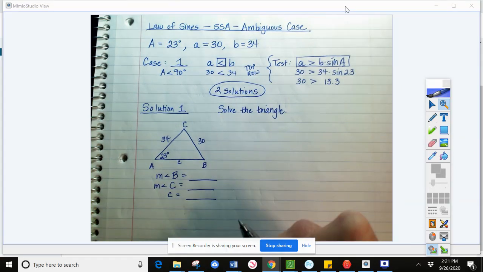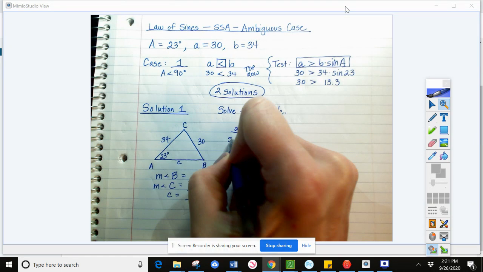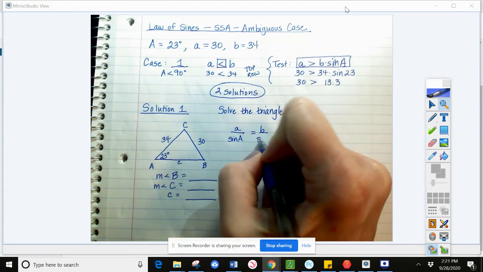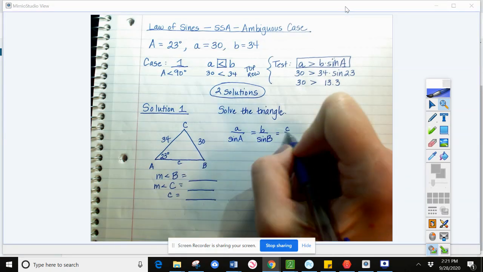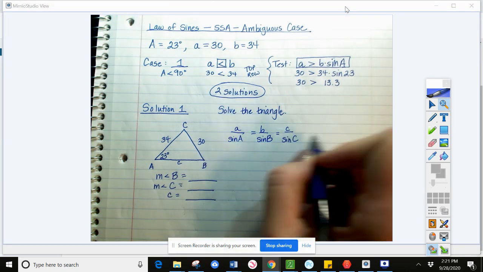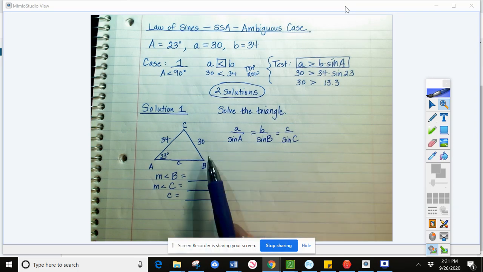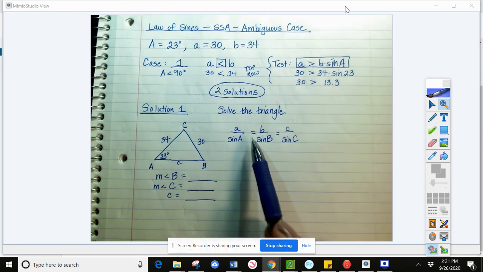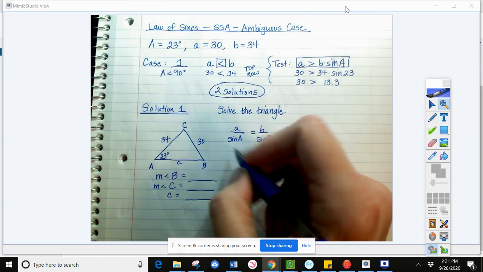Okay, now when we're using the law of sines, remember it's A over sine A, B over sine B, and then C over sine C. And the sides are on the top, the angles are on the bottom. In this triangle, I'm only given the side A, angle A, and side B. So I've got to start with these first two ratios in order to find angle B.